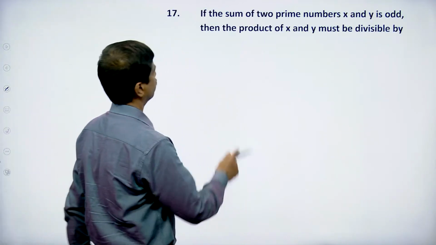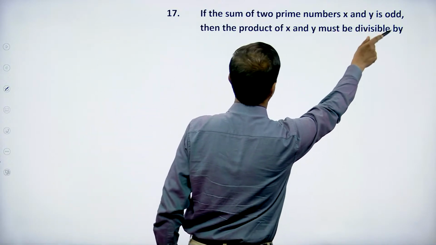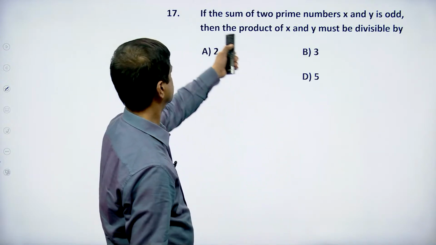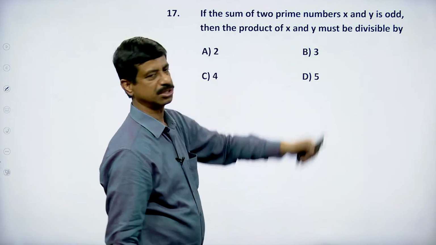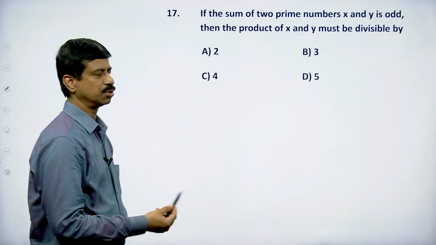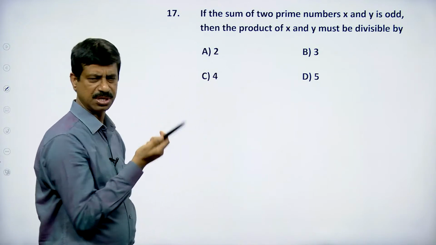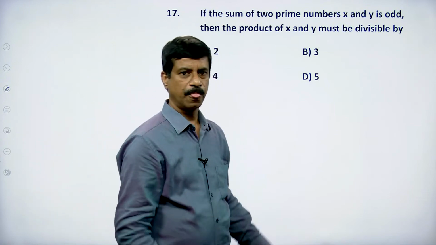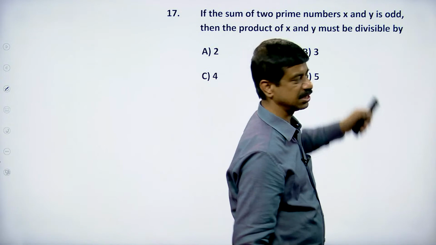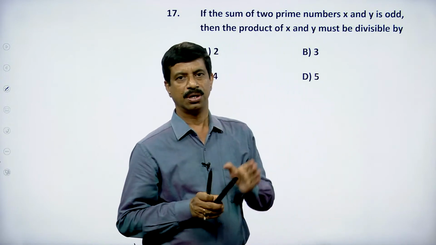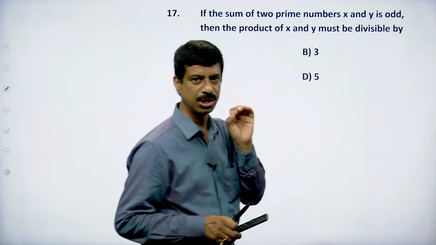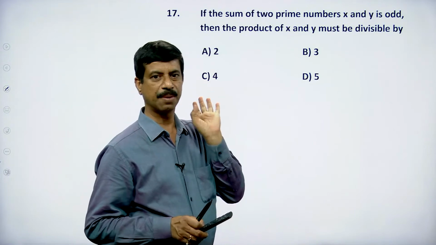Okay children, let us move to the next question. Look at this. If the sum of two prime numbers x and y is odd, then the product of x and y must be divisible by any of these. The sum of two prime numbers is odd means, all primes except 2 are odd. So if I take anything other than 2, odd plus odd is even. But he says the sum is odd, which means compulsorily 2 is coming into the picture.